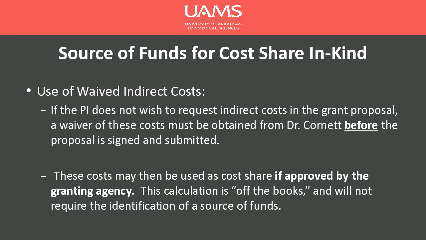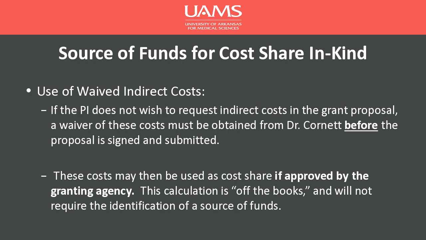So waived indirect cost is something that we also dissuade, but it happens. If the PI wants to request an indirect cost waiver, that has to go through Dr. Cornett's office and ORSP, and it has to be signed and put into the proposal before it's submitted. The cost may then be used as cost share if approved by the granting agency. And that, again, is a calculation that's off the books and won't require us to identify it.